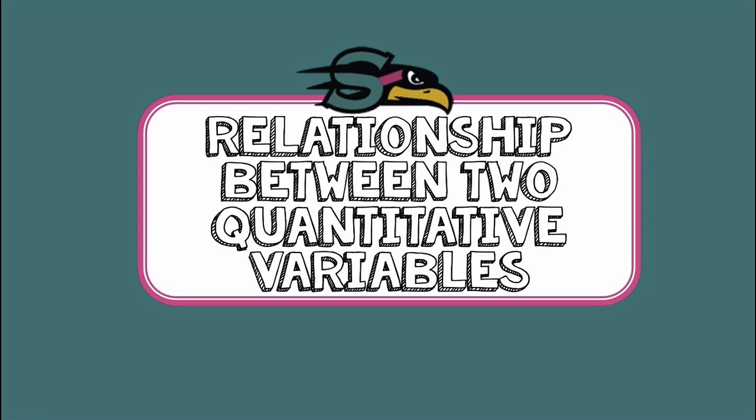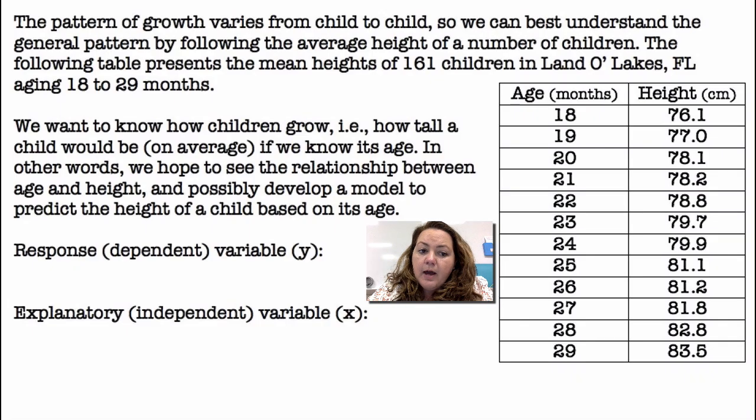In this video we're going to take a look at relationships between two quantitative variables. The pattern of growth varies from child to child, so we can best understand the general pattern by following the average height of a number of children. The following table presents the mean height of 161 children in Land O'Lakes, Florida, aged 18 to 29 months.